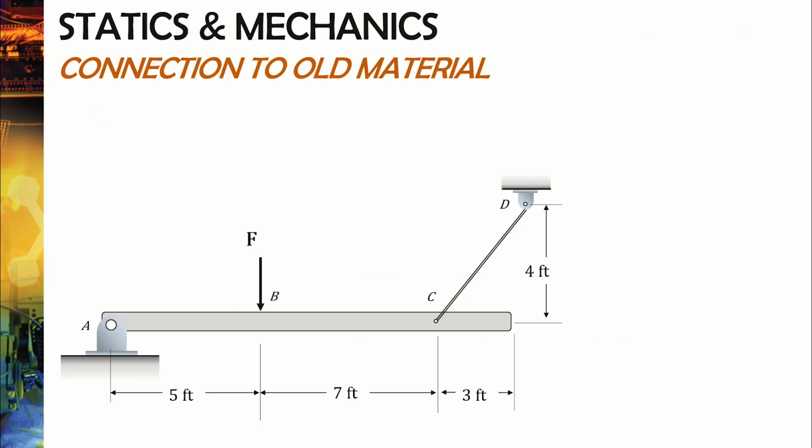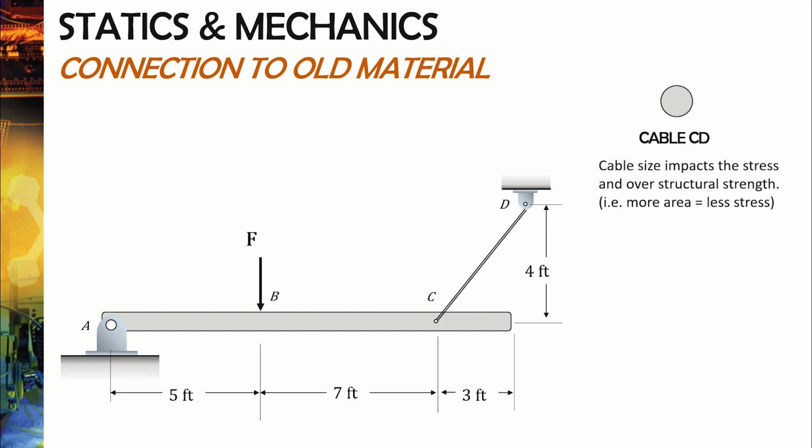So how does this material connect to what we've talked about so far? Well, in the past, you used to see problems that looked a little bit like this. You had a beam with a pin on the end on the left at A, and maybe a cable at CD. We talked about material stresses, and we understood that the size of cable CD, in terms of how thick its cross-section is, will impact how strong the cable and how strong the system is.